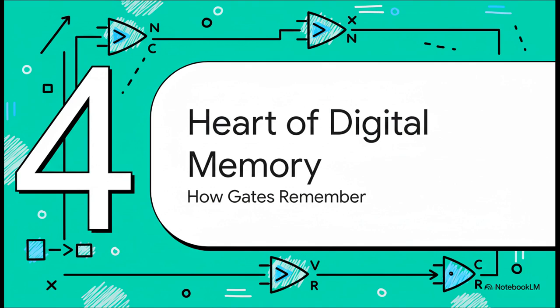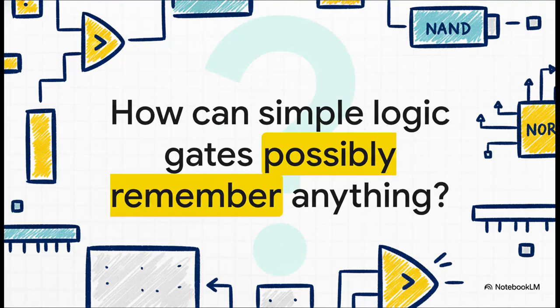We've been talking about gates making decisions, right? Performing logic. But how on earth can these simple components that just react to what you give them be used to store information, to create memory? It feels like a total paradox, doesn't it? A gate's output is supposed to change the instant its input changes. So how can it possibly hold on to a value after the input is gone? Well, the secret is all in some very clever wiring.